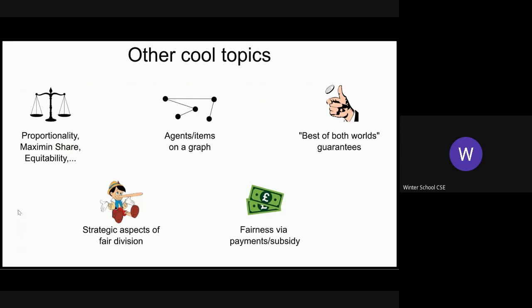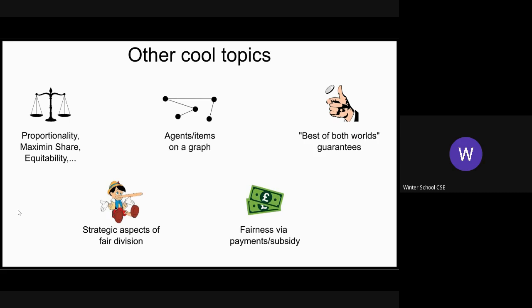There are also settings where you look at graphs, right? So what if agents are on a graph and you want to allocate items so that you don't envy your neighbors? So it's a limited form of envy-freeness. You could also imagine a setting where the items are on a graph, and you want to allocate connected subgraphs to the agents. That's another very nice set of problems.